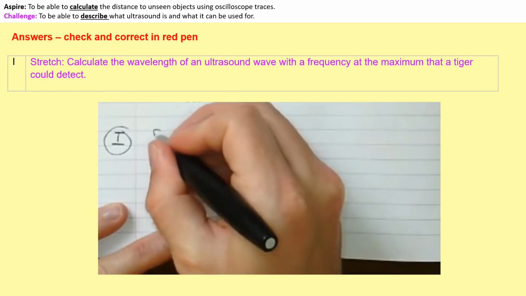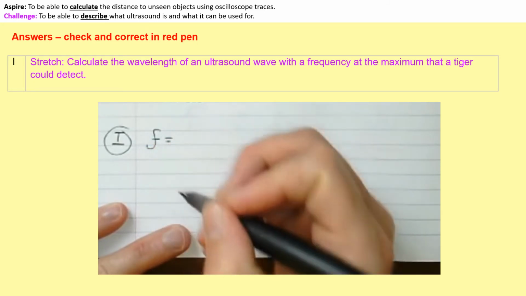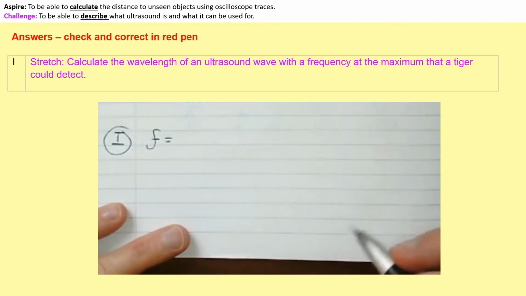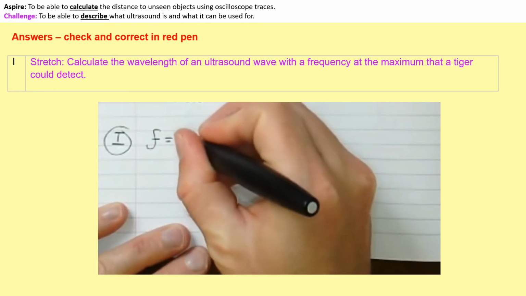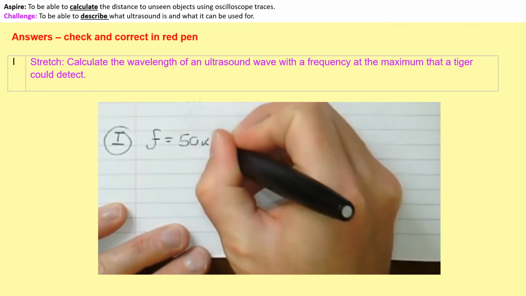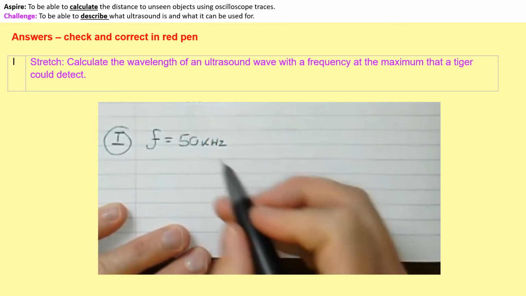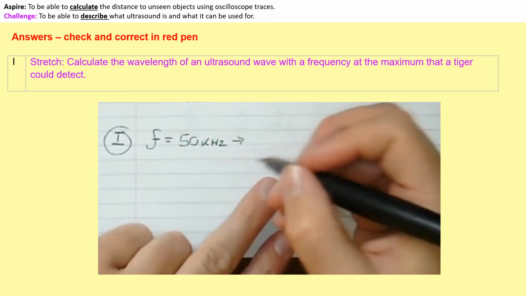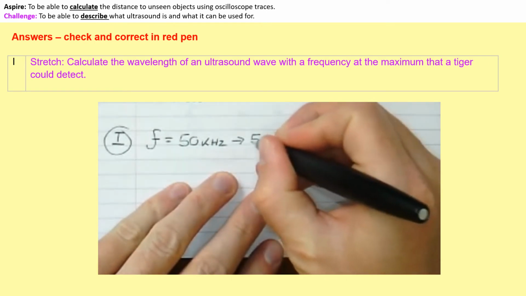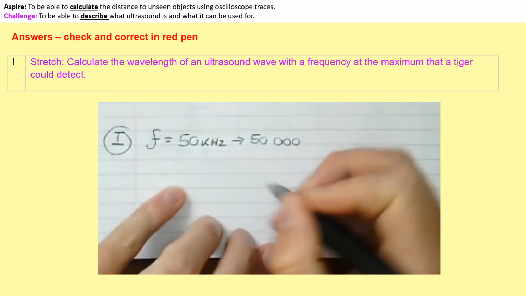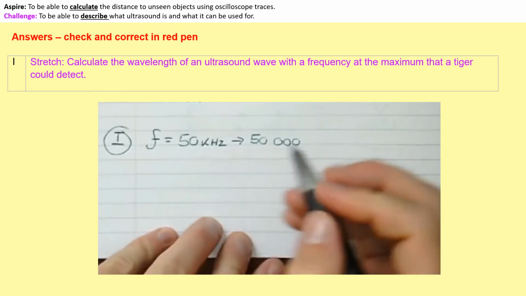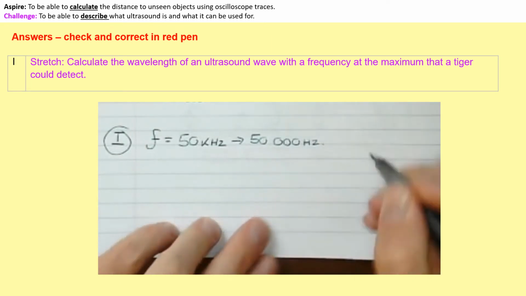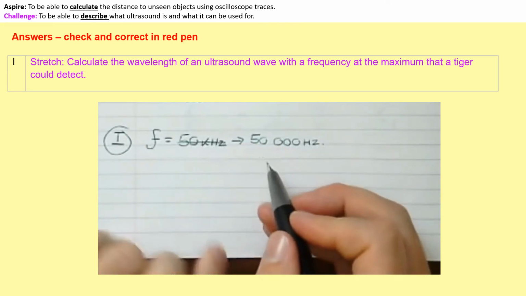So, frequency. If we look at the table, the maximum that a tiger can detect is 50 kilohertz. Okay, kilohertz is not our international unit, our standard unit. So we're going to change that to 50,000, because kilo means thousands. We've got 50,000 hertz. Let's cross that out so we don't accidentally use it.